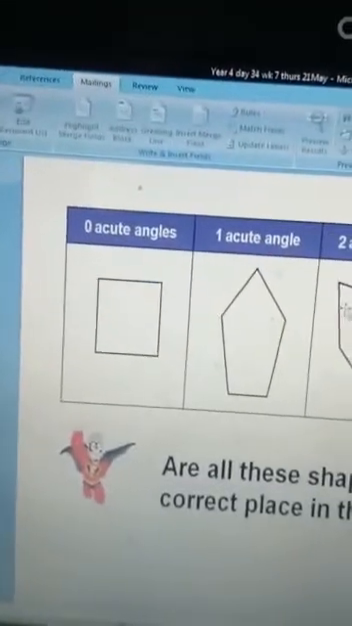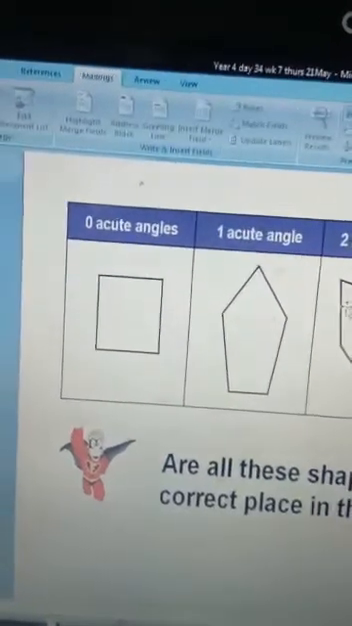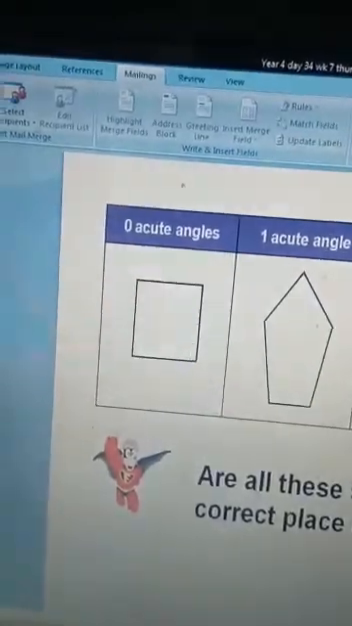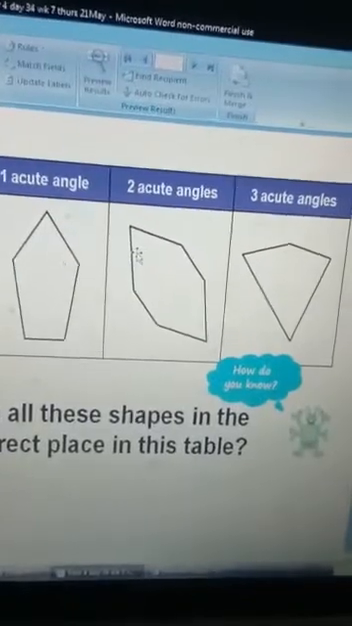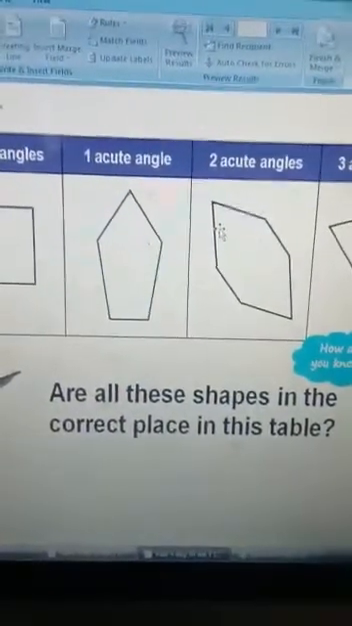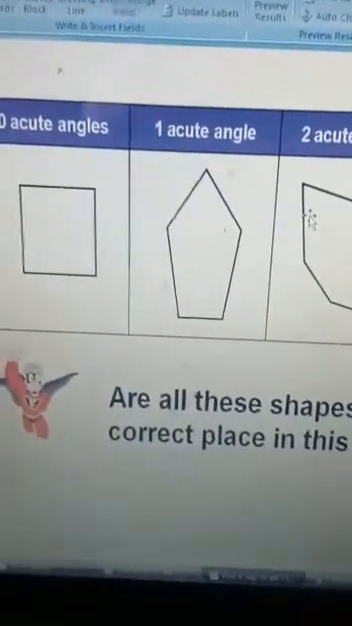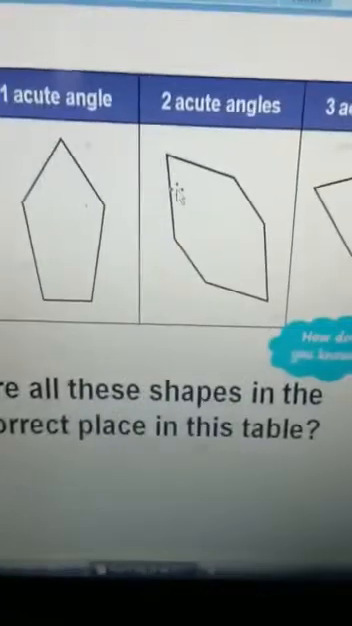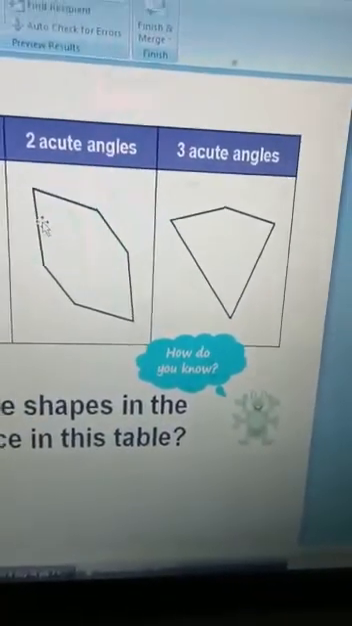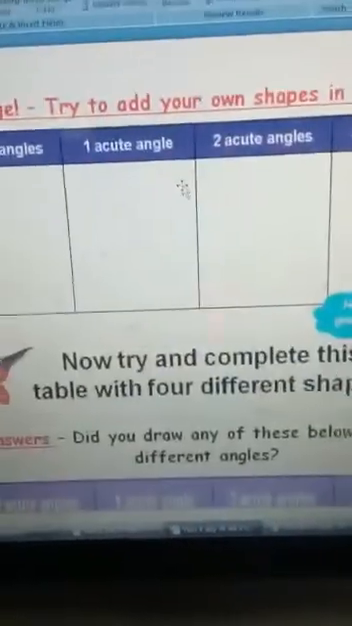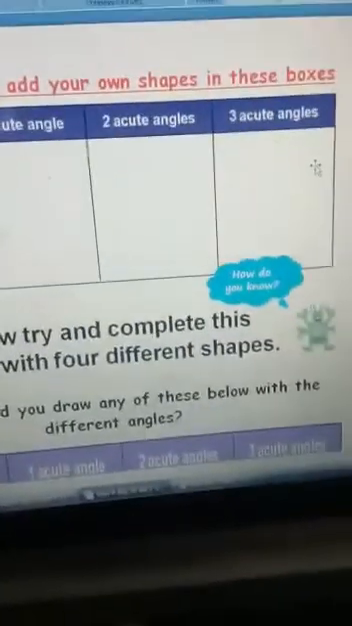here we have a little table. We've got columns: no acute angles, 1 acute angle, 2 acute angles and 3 acute angles. Are they all in the correct place in this table? Look carefully. Is there only 1 acute angle in that shape? Is there 2 there? And is there 3 acute angles in that type of quadrilateral? And then you can see if you can add your own shapes in these boxes.